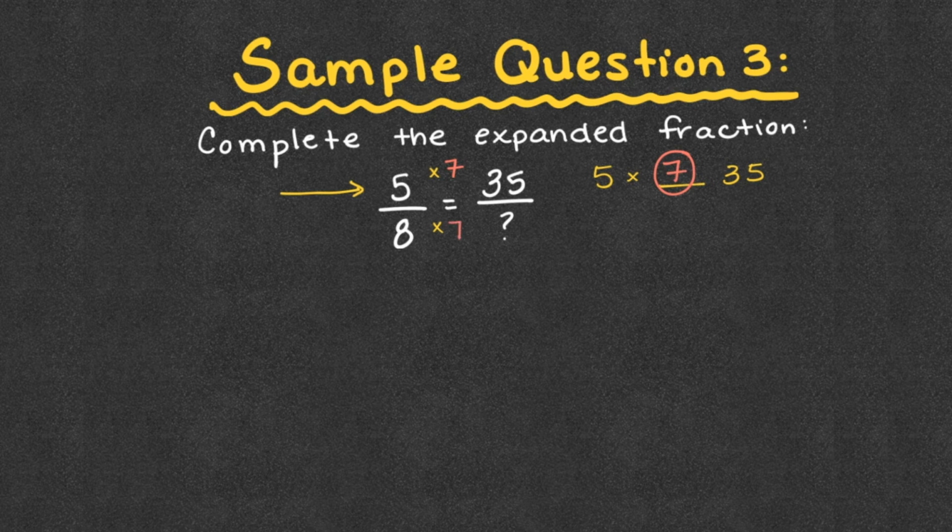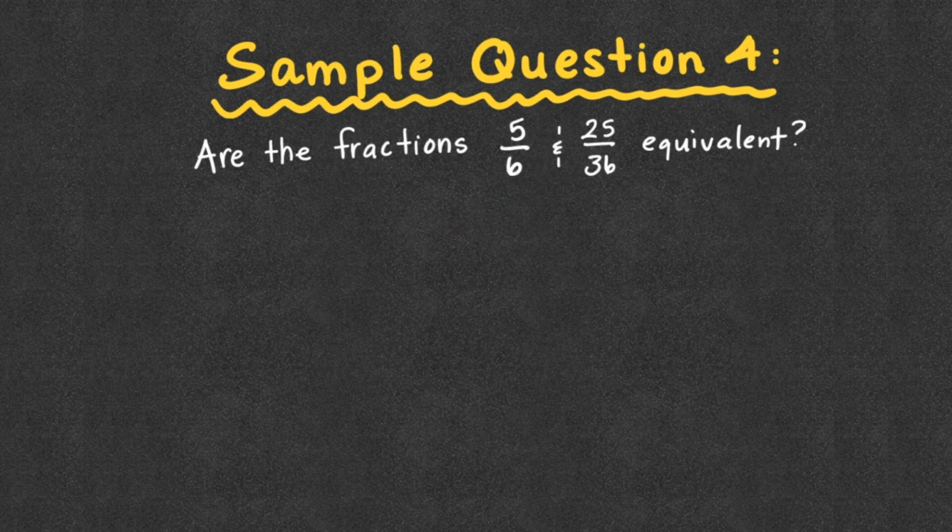So 5 times 7, 8 times 7. So I know that 8 times 7 is equal to 56. Therefore, our missing number must be 56. So our fraction is 35/56.